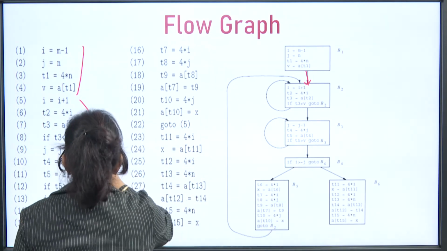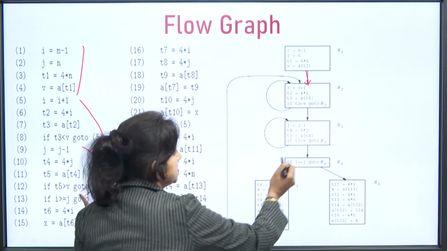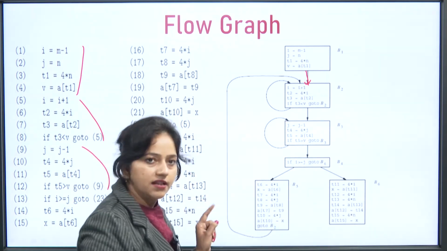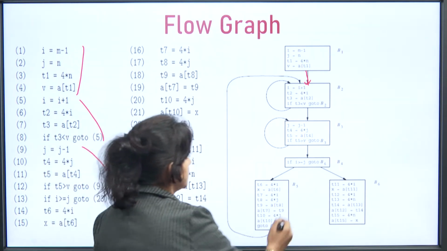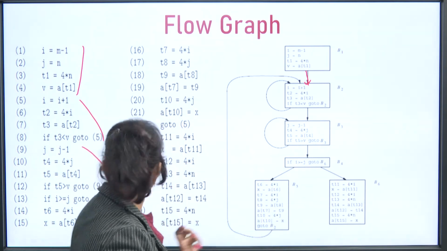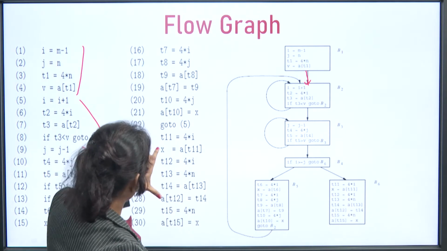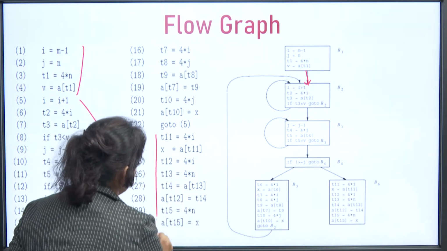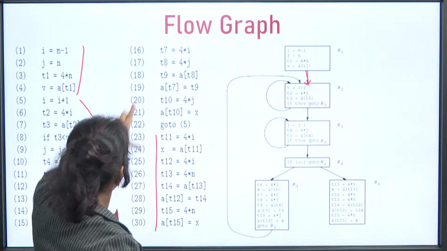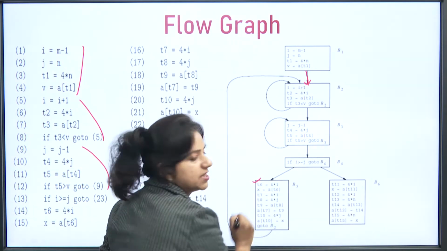Now, immediately after B2 we have block 3. If this condition is met, we will go to block 3, so we again have a loop here. Next statement is if i is greater than or equal to j, we will go to B6. If this is true, we will go to B6, and B6 is the whole part, so we will mark the transition like this. If this is false, then we will execute this particular block.